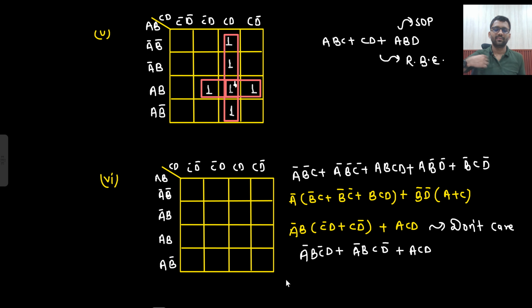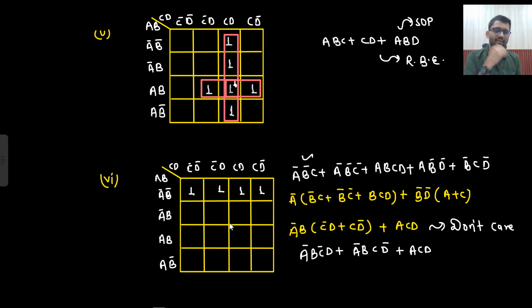Okay. Let's start now. A bar B bar into C. A bar B bar is here, and where can I see C? C I can see here only. C bar D bar, C bar D, C D, C D bar. Okay. A bar B bar is here, and C I can see here. So this is done. A bar B bar C. A bar B bar C bar. C bar I can see here.